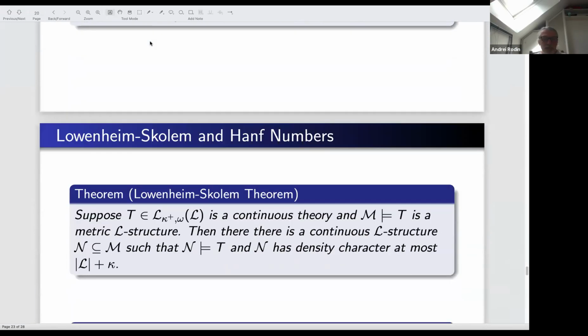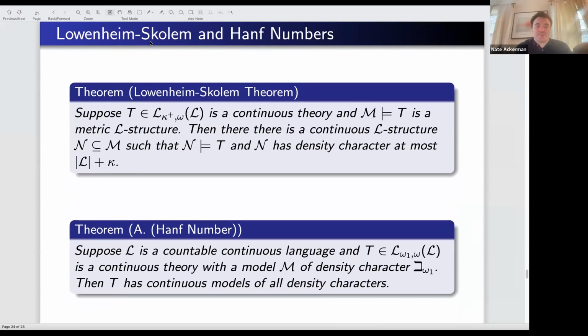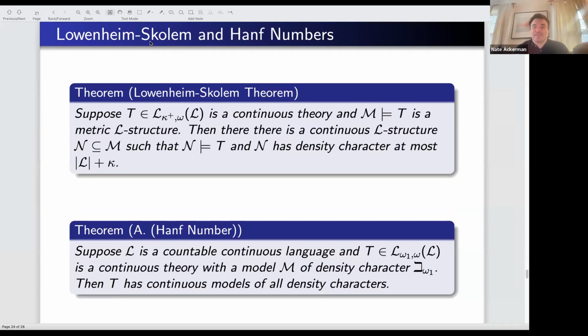Okay, so let's state these theorems precisely. And I'll talk a little bit about the Löwenheim-Skolem theorem because that will hopefully clarify how these things work. The analog of the Löwenheim-Skolem theorem says that if T is in L kappa omega and it's a continuous theory, and M satisfies the theory, and M is a metric L structure, then there is a metric L structure N contained in M such that N also satisfies the theory, and N has density character at most the size of the language plus kappa. So how do we prove this?